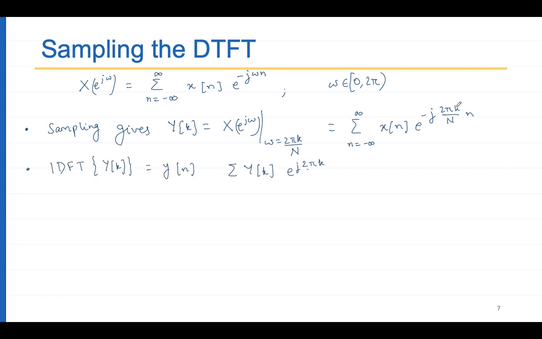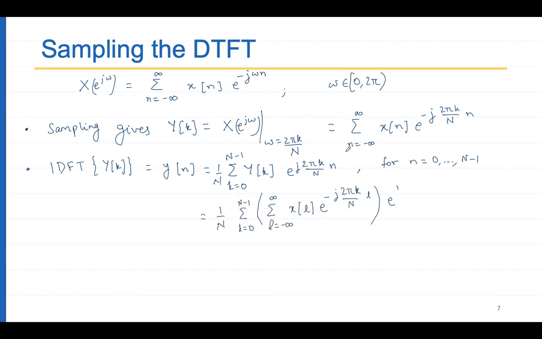Now I have to take the inverse DFT of y[k]. If I take the inverse DFT of y[k], what do I obtain? My small y[n] is equal to this thing. This is the standard formula for inverse DFT, right? Let us substitute the value of y[k] which we have obtained from here. So the value of y[k] is this thing, this whole thing comes here.